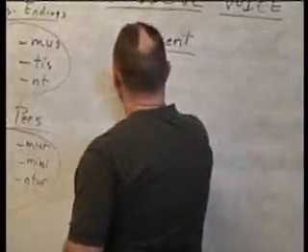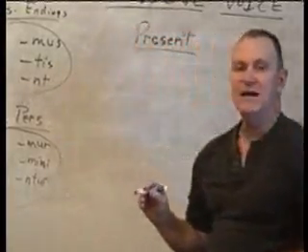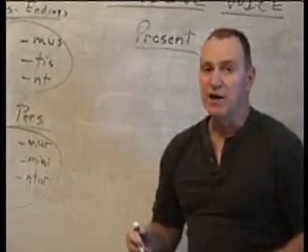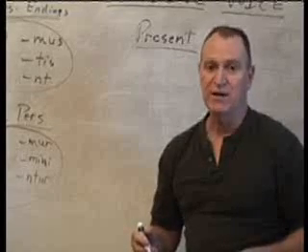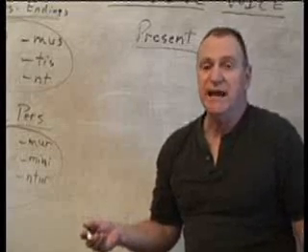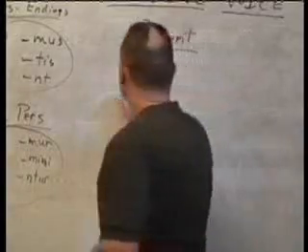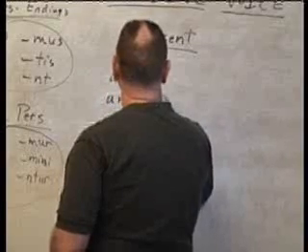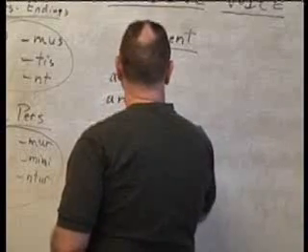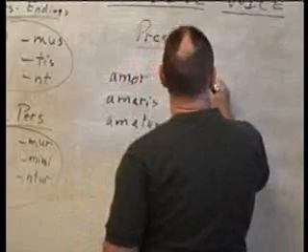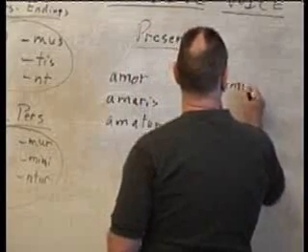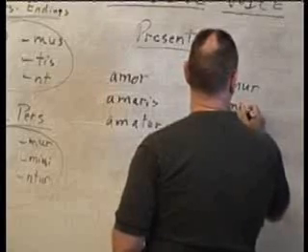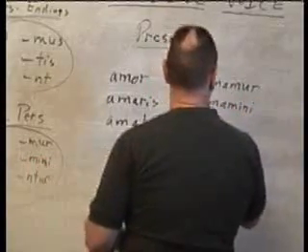Okay. Here, remember amo, amas, amat, amamus, amatis, amant: I love, you love. How about if I say, I am loved, you are loved, he is loved, we are loved, y'all are loved, they are loved? How do I say that in Latin? Well, we're going to use amor, amaris, amatur, amamur, amamini. There it is, mini, amantur.